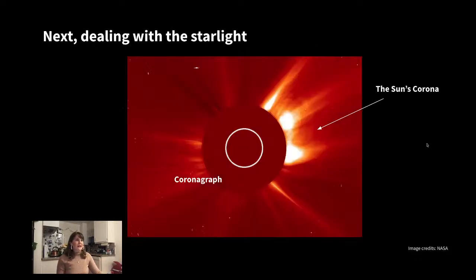So our next problem is dealing with all that starlight. I mentioned that we are looking at these little planets that are small and faint compared to a really big, bright star. The way we deal with this is what's called a coronagraph. These were originally used to look at the sun's corona, its outer layers. It's called a coronagraph because you're blocking out that inner starlight in order to see the fainter corona around it. We can use this same idea for exoplanets, where you just want to block out the main star, so you can see the fainter planets around it.